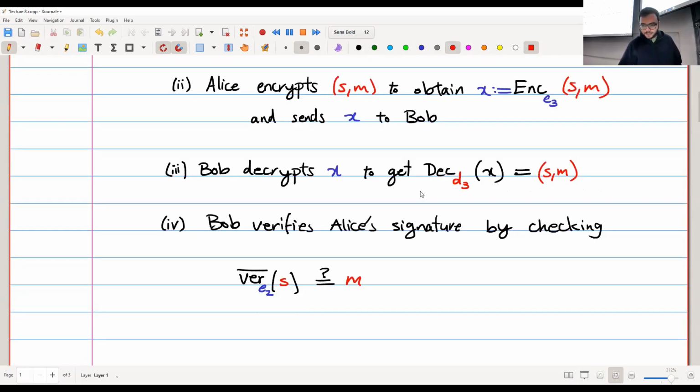Oh, yes, hash of M. I constantly forget about the hashing, yes. So we signed the hash. So you have to verify that this is equal to the hash of M. You're right.